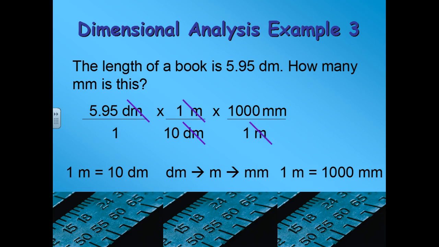I multiply across 5.95 times 1 times 1,000, which gives me 5,950. 1 times 10 times 1 gives me 10. So when I divide those, that gives me 595 millimeters, or 5.95 times 10 to the second millimeters. The second video will allow you to see the other 3 examples.